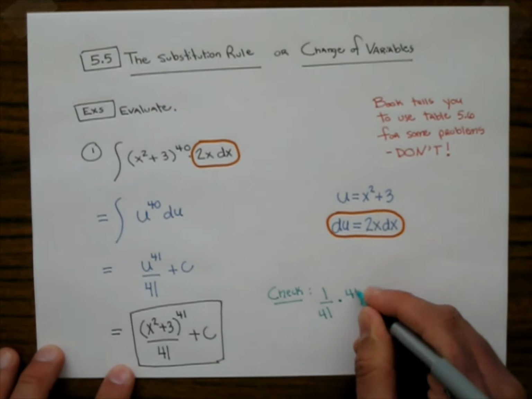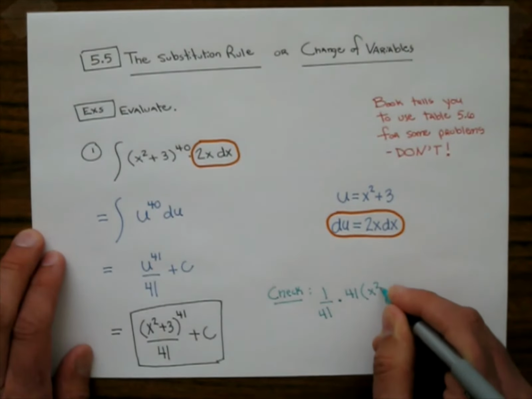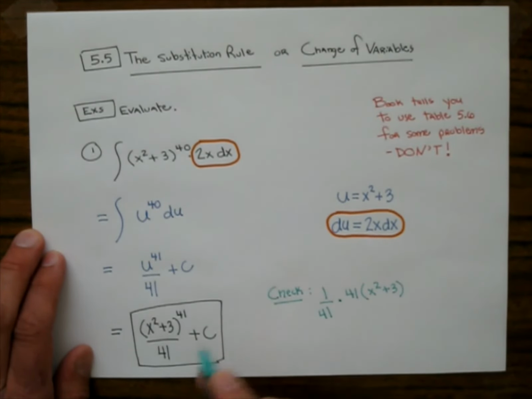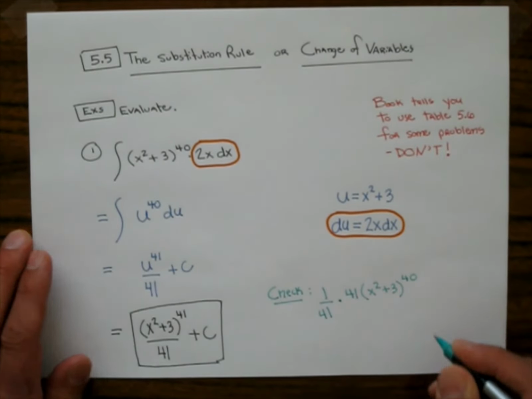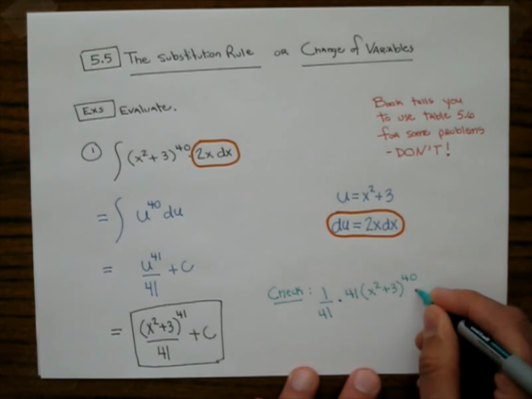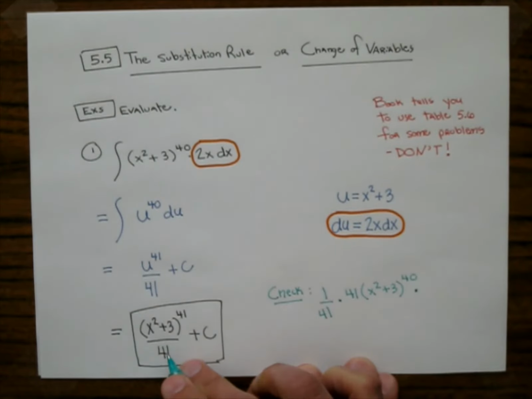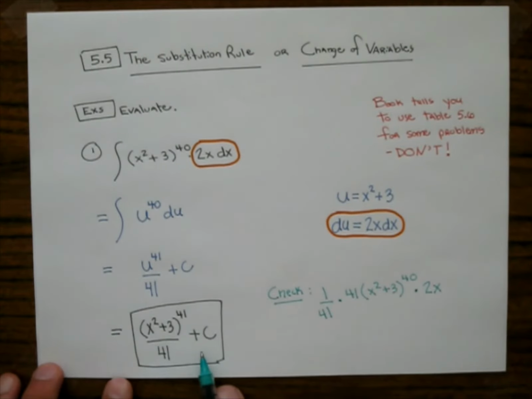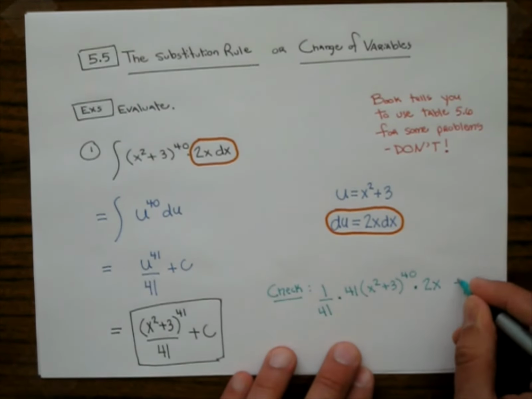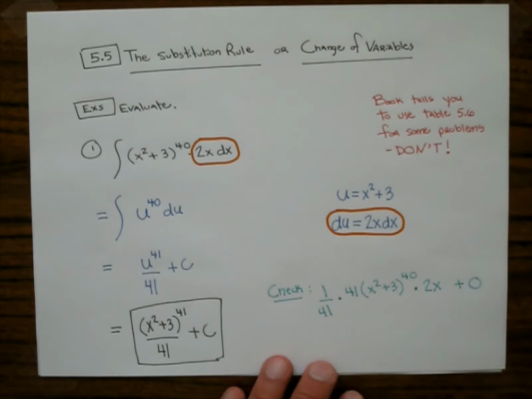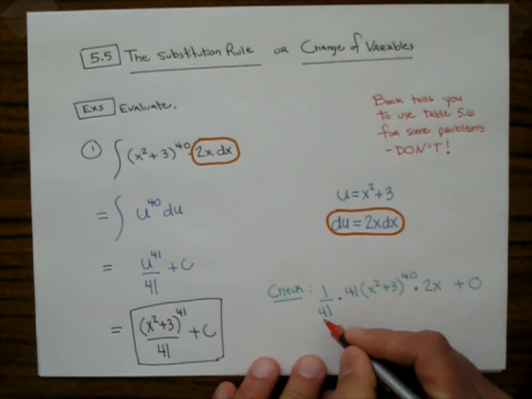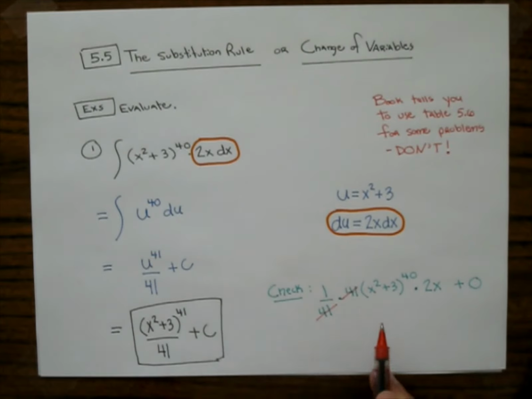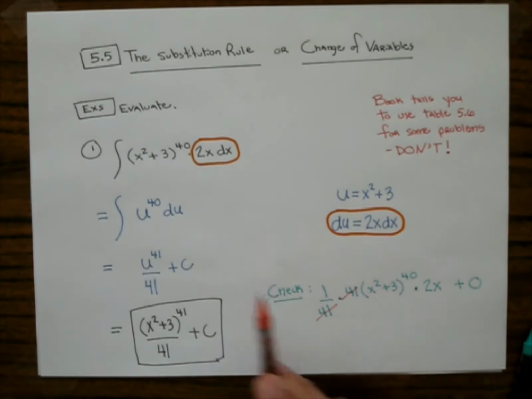We have 41 times x squared plus 3, this becomes to the 40th, and then we take the derivative of the inside, which happens to be 2x. Then the derivative of c is 0. The 41s cancel, and I end up getting the original problem, which is x squared plus 3 to the 40th times 2x.